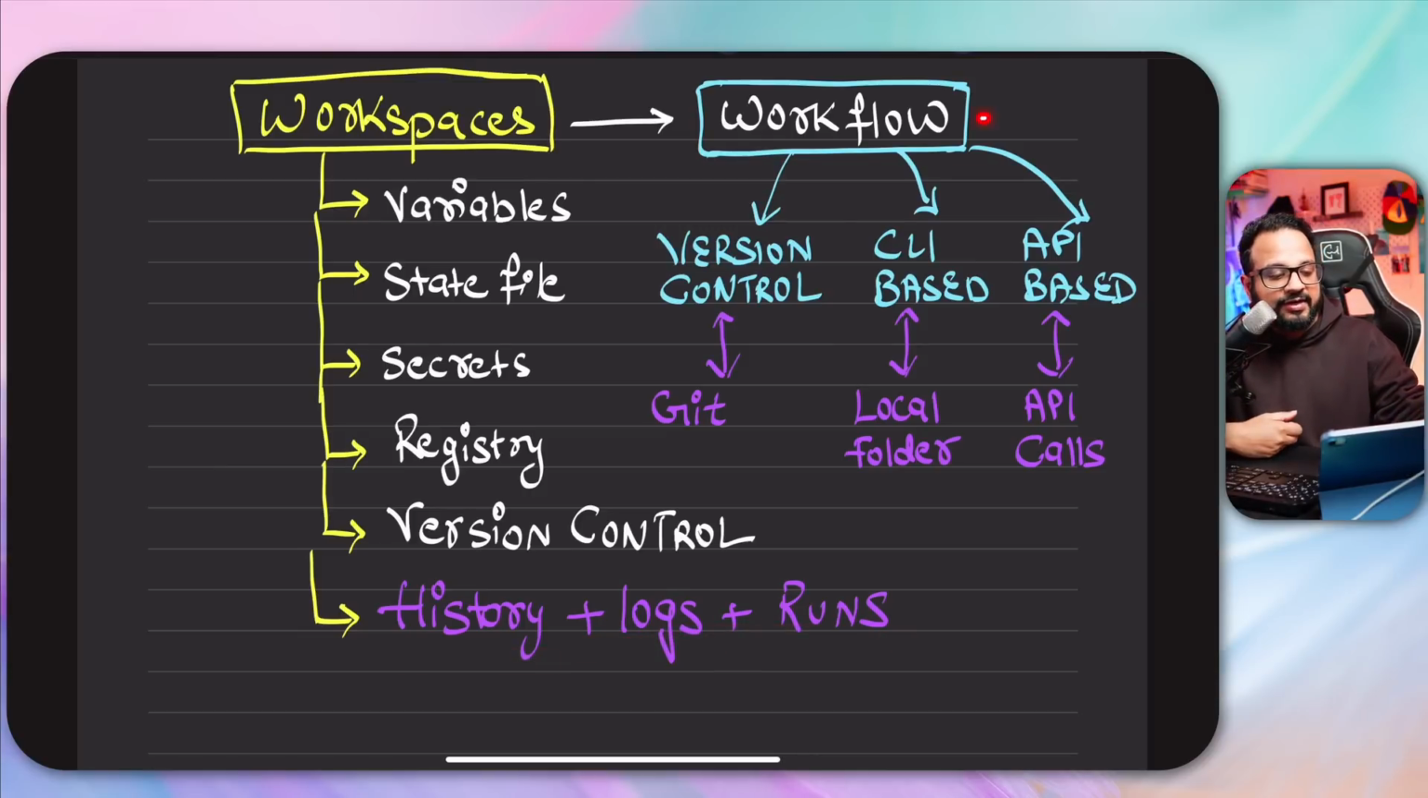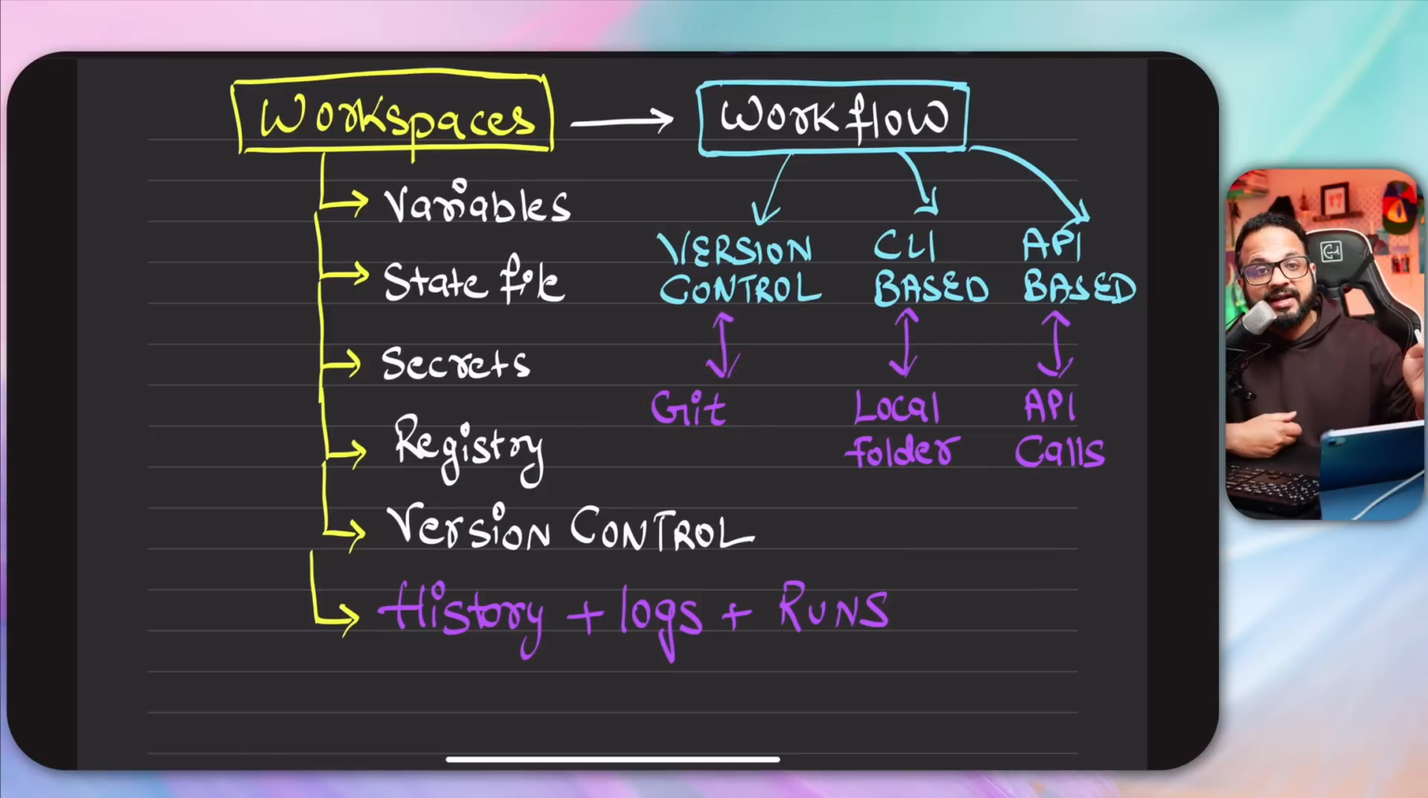And then we have a workflow for each of the workspaces. Workflow is how you are deploying your infrastructure code to Terraform, right? So it has three options. First is version control, then it's CLI based and API based. Version control means it is attached to a version control system where all your Terraform files will be stored, right? And you just have to attach it and it will take care of the rest.